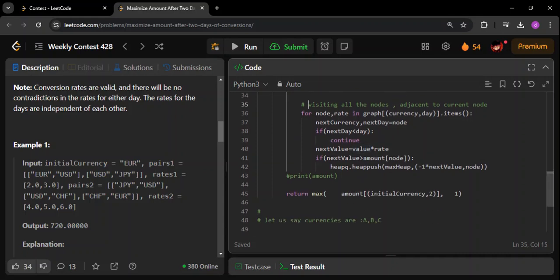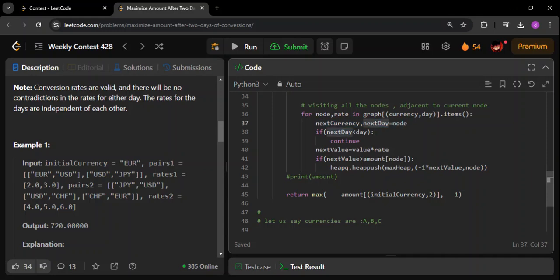Next, I will be visiting all the neighboring nodes, all the adjacent nodes, and based on the rate of the transfer, I will be multiplying that also. So what I'm doing is for node comma rate in graph. So this is the graph. I'm just going through graph.items for this particular node. This is the node basically. For this node, I'm visiting all the corresponding neighbors and their rates. This is the rate and this is the node. For each node, what are the values? Next currency and the next day. So each node name has these two things, currency name and the day.